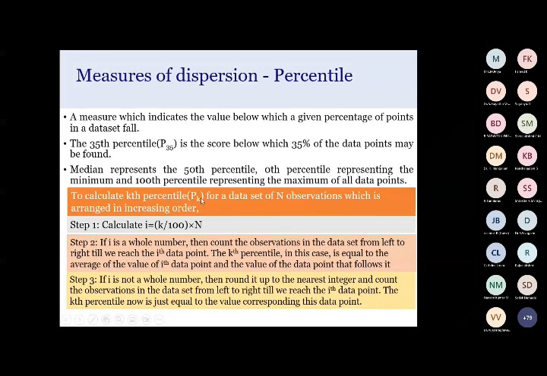If I want to calculate the percentile Pk, let's say the 50th percentile or 75th percentile and so on, k represents the percentage that you want to calculate divided by 100, times the number of samples that you have in your data set. So i represents the calculated value. If your i value is a whole number, you have to go to that observation, that data point, and the next data point, and the average value will be the result of that kth percentile.